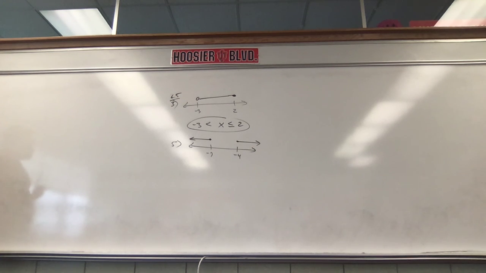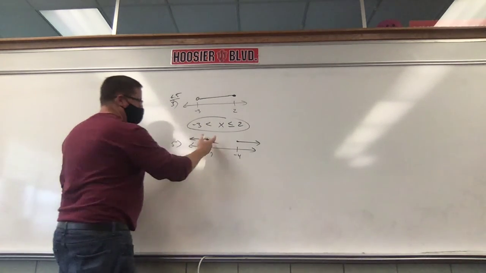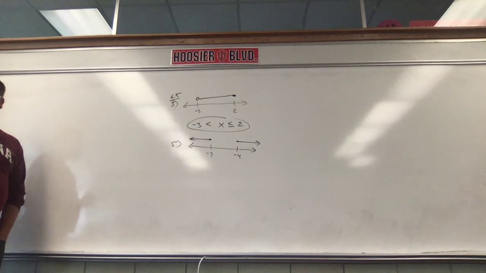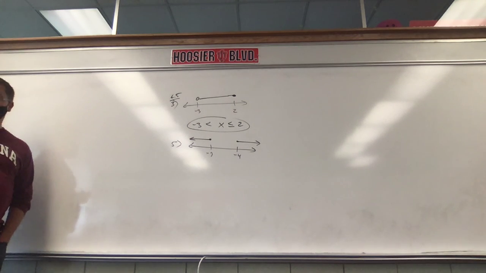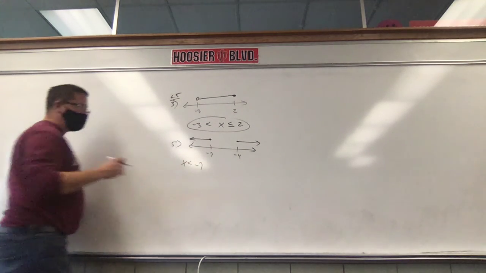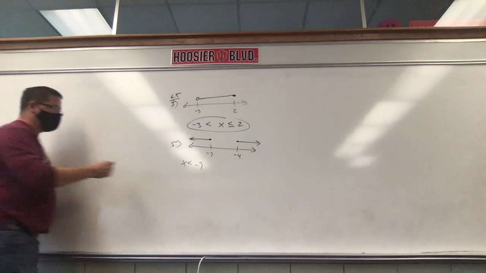What they shaded in were numbers that were to the left of -7. To the left is what, bigger or smaller? Less than. So x is less than -7. Should I put an equal sign under it or not? Yes, it's shaded in, so we're equal to.